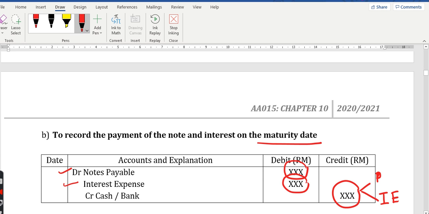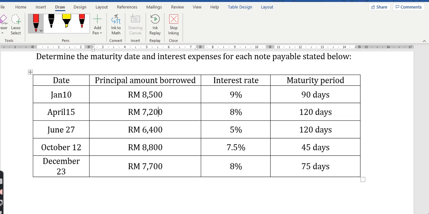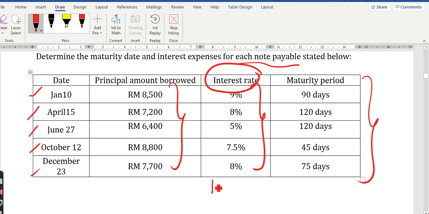All right, so we go through the example given. Before we can record the payments or the settlement of the notes payable, we need to know how to determine the maturity date to calculate the interest expense on each notes payable. So in this question you are given a few situations. You have 5 notes payable that are issued on different dates with different amounts and different interest rates. You need to bear in mind this interest rate is per annum.